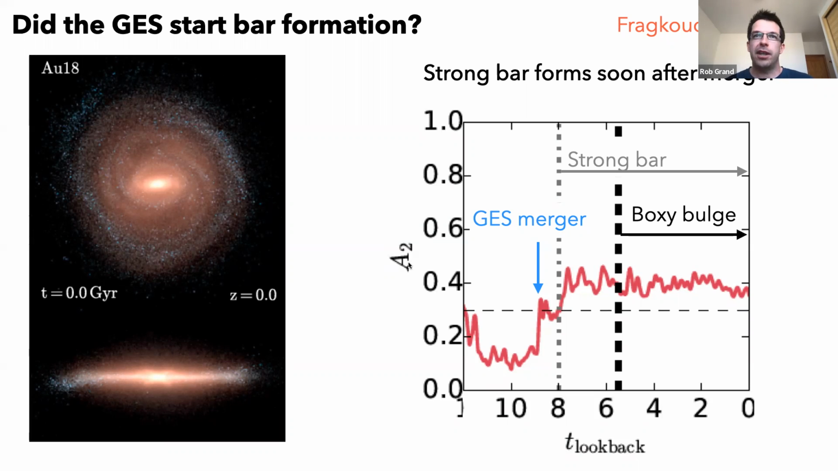If we look at the evolution of this bar in terms of this A2 parameter, which is just the Fourier amplitude of the m equals 2 symmetric component in the inner part of the galaxy, you can see that it's pretty low down here, and it only really goes to the level where we would call it a strong bar at around 9 gigayears ago. And this is exactly the point where the merger comes in. Then it grows to this point, and then it buckles a few gigayears later and forms the boxy bulge.